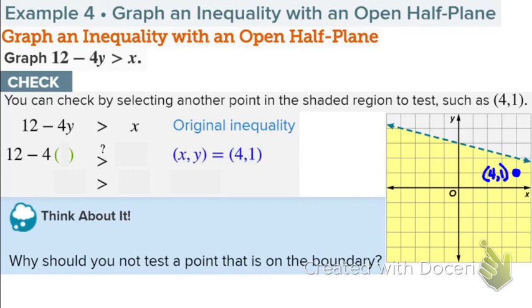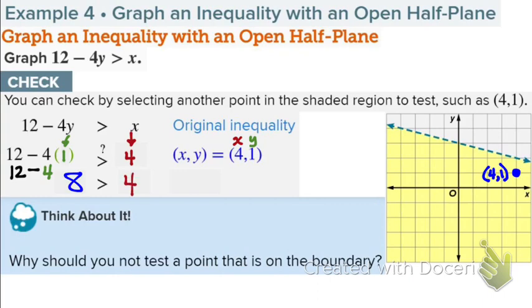Which number am I going to put in the place of the x? 4. So where I see the x, I'm going to replace it with a 4. And what am I putting in the place of the y? 1. So where I see the y, I'm going to put in a 1. What is 4 times 1? 4. So I have 12 minus 4. What is 12 minus 4? 8. It's okay. On the other side, I still just have that 4 that I'm going to bring down.